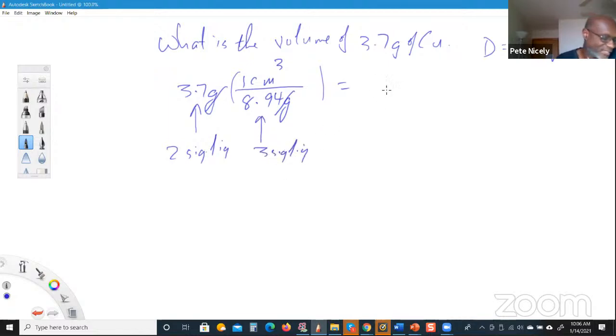So therefore, the answer, according to my calculator, would be 4.1. And the units here would be centimeters cubed. So that's basically how you do that. So that's a simple example. I just thought I should show you how to do that.